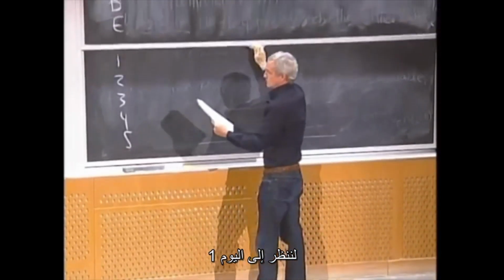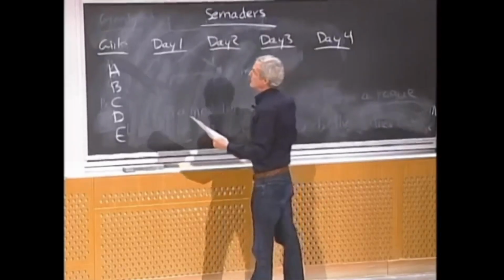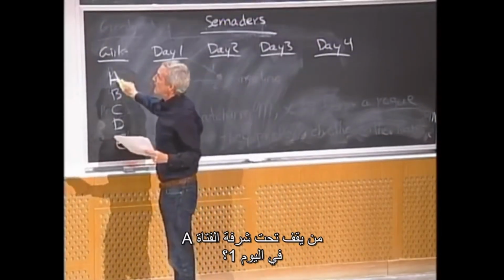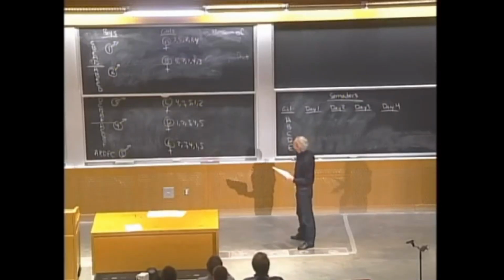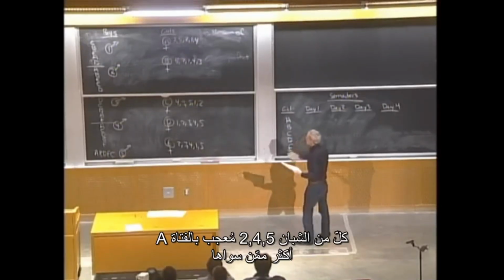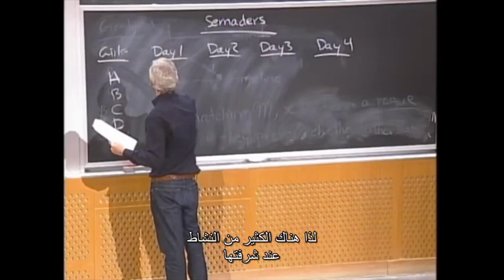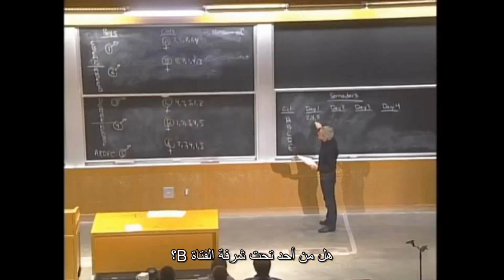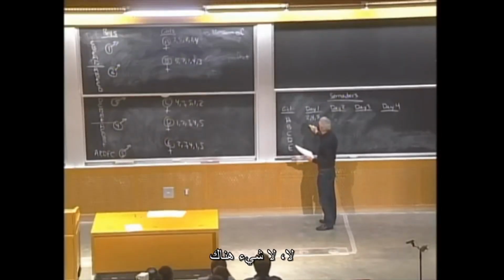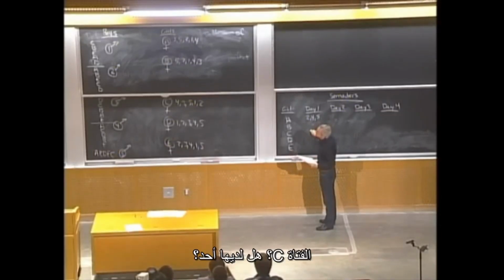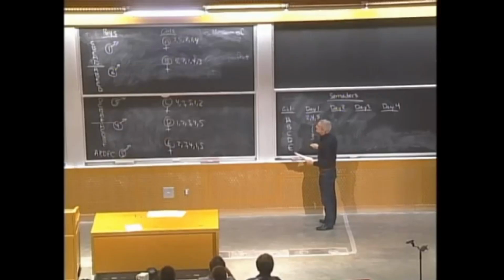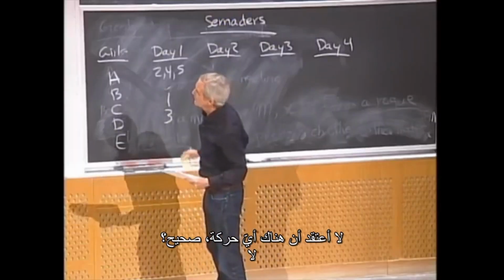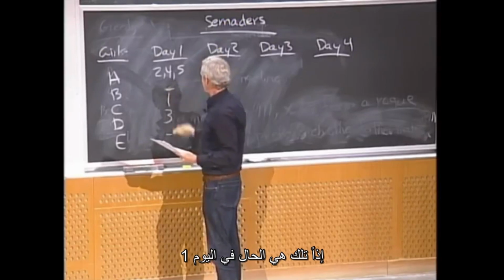All right, so let's look at day 1. Who is under girl A's balcony on day 1? 2, 4, and 5 each like girl A the best. So she's got a lot of activity. These 3 boys show up. Anybody under girl B's balcony? No, nothing there. C. Does C have anybody? Boy 1, yeah. D. 3. And E. I don't think there's any action, right? Nope. All right, so that's the status on day 1.